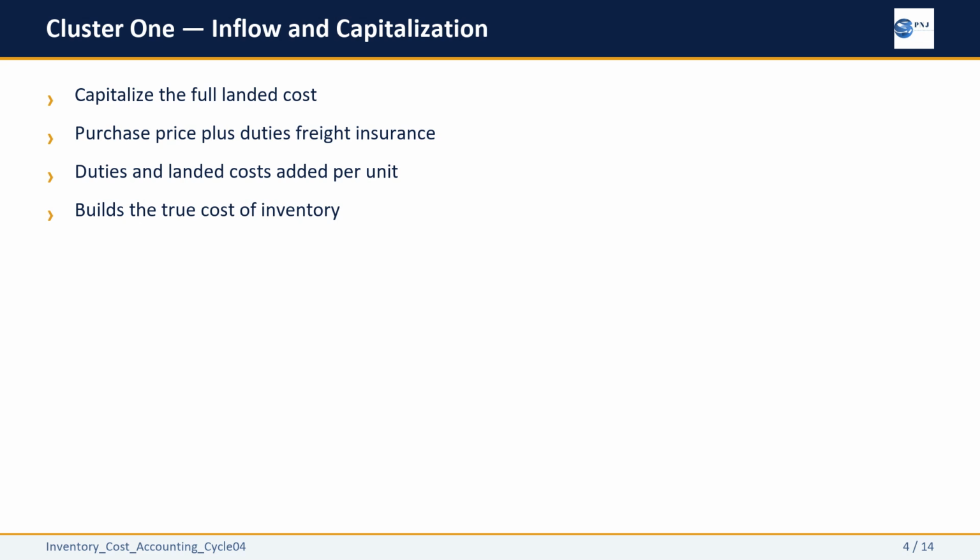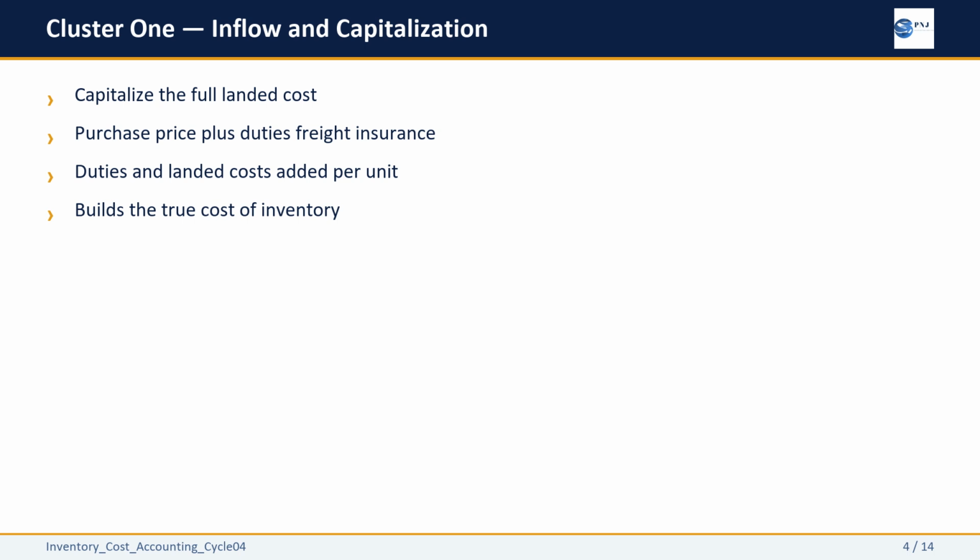Our first cluster is about getting goods onto the books at the right cost. The principle is capitalization. When you buy raw materials or merchandise, you don't just record the invoice price. Entry 1 debits raw materials or merchandise inventory for the full landed cost, the purchase price plus duties, freight, and insurance, and credits accounts payable. Entry 2 handles import duties and landed costs separately, debiting raw materials inventory for the amount incremental to per unit cost and crediting duties payable or cash.